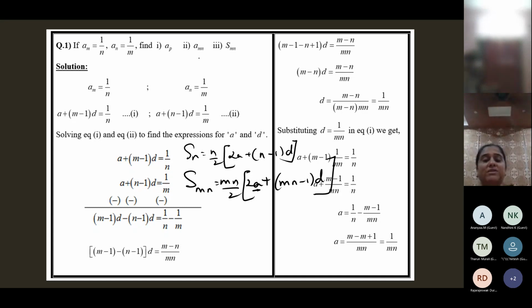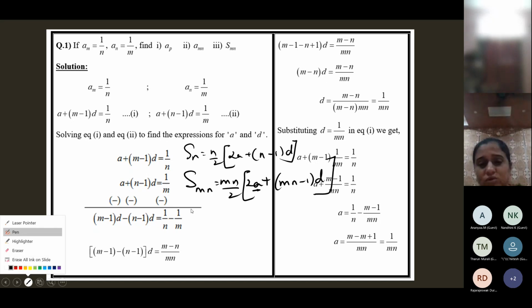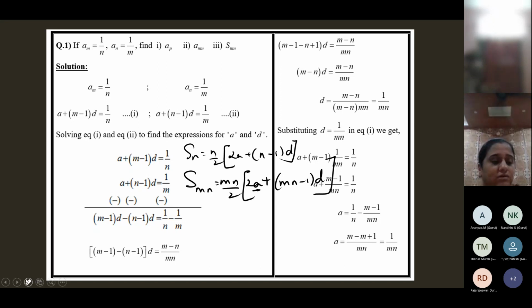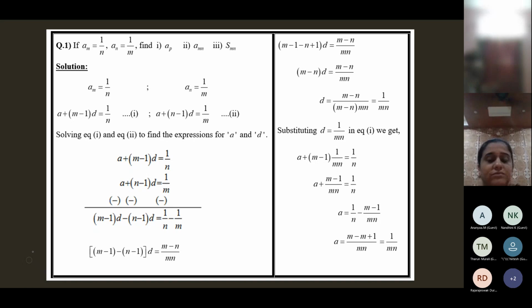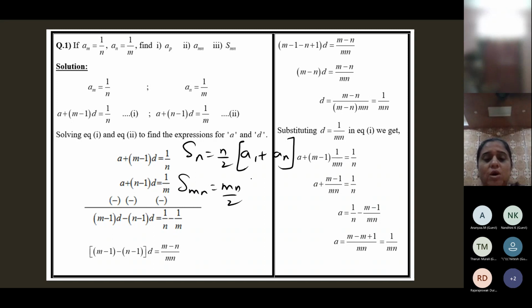But we have found the mnth term, so I think you can even easily use this formula. You can use this one, but since we have the mnth term, you can use this formula. Sn is equal to n by 2 of the first term plus the last term. If you're finding Sn, An is the last term. So the sum to mn terms will be mn by 2 of the first term plus the mnth term.